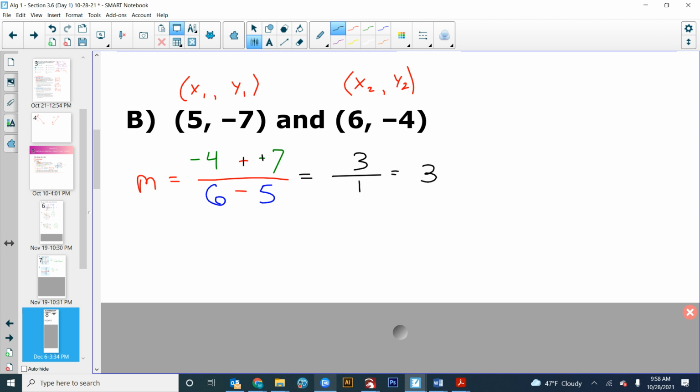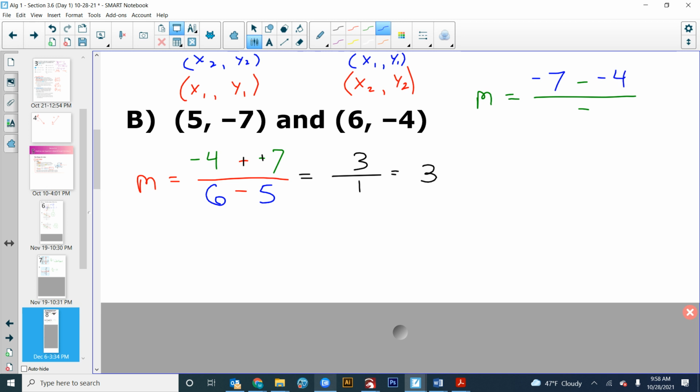Ready? Let's do it another way. Let's call this one x2, y2. Let's call this one x1, y1. Let's see if it matters. Ready? Slope has subtraction. In this problem, we're going to do y2 minus y1. So our y2 is now -7. Our y1 is now -4. Are you with me?